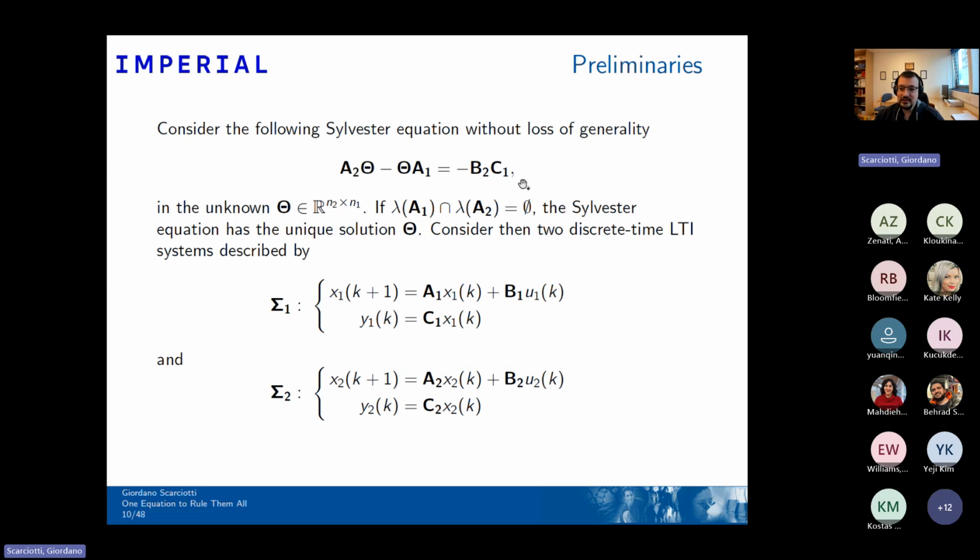Here I introduce the Sylvester equation, yet using a different notation. This notation refers specifically to the two systems which I'm going to interconnect. Sigma 1 is the system A1, B1, C1. Sigma 2 is the system A2, B2, C2. And then I'm going to interconnect these two systems as sigma 1 driving sigma 2. The Sylvester equation resulting from this interconnection is given here at the top. It's A2 theta minus theta A1 equal to minus B2 C1, where theta is the unknown, the solution of the Sylvester equation, A1 is the dynamic matrix of the first system, B2 is the input matrix of the second system, and C1 is the output matrix of the first system.